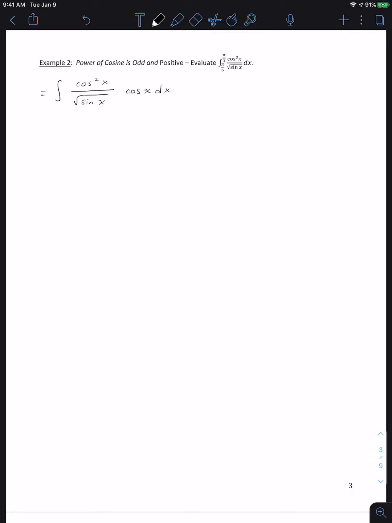So now I'm going to replace that cosine squared with sine. Cosine squared x is equal to 1 minus sine squared x by the trig identity. So I am going to rewrite cosine squared x as 1 minus sine squared x, over the square root of sine x, times cosine x dx.